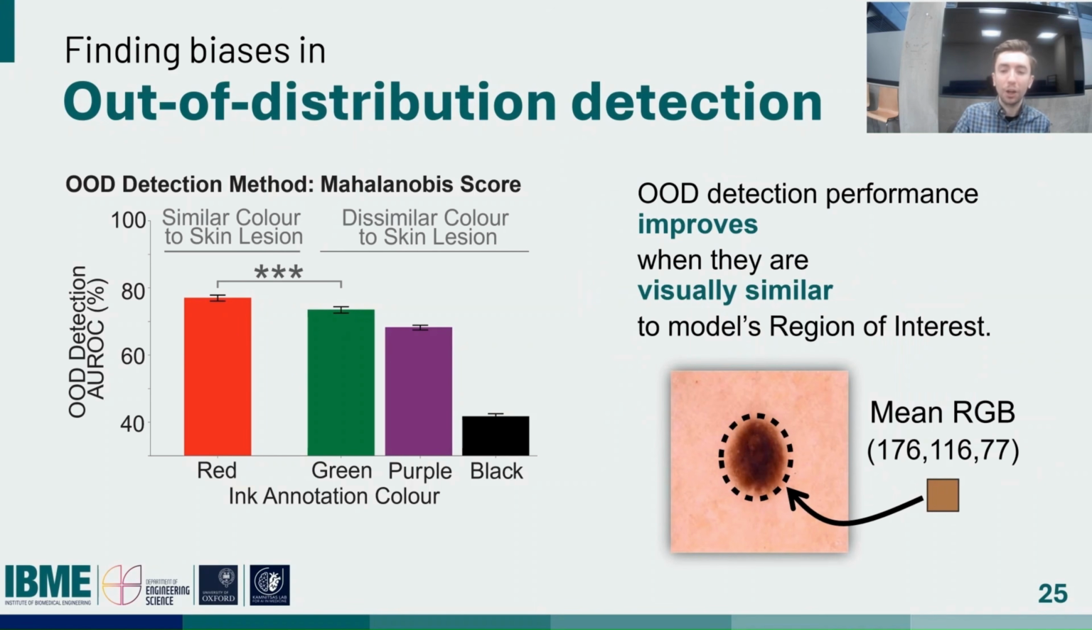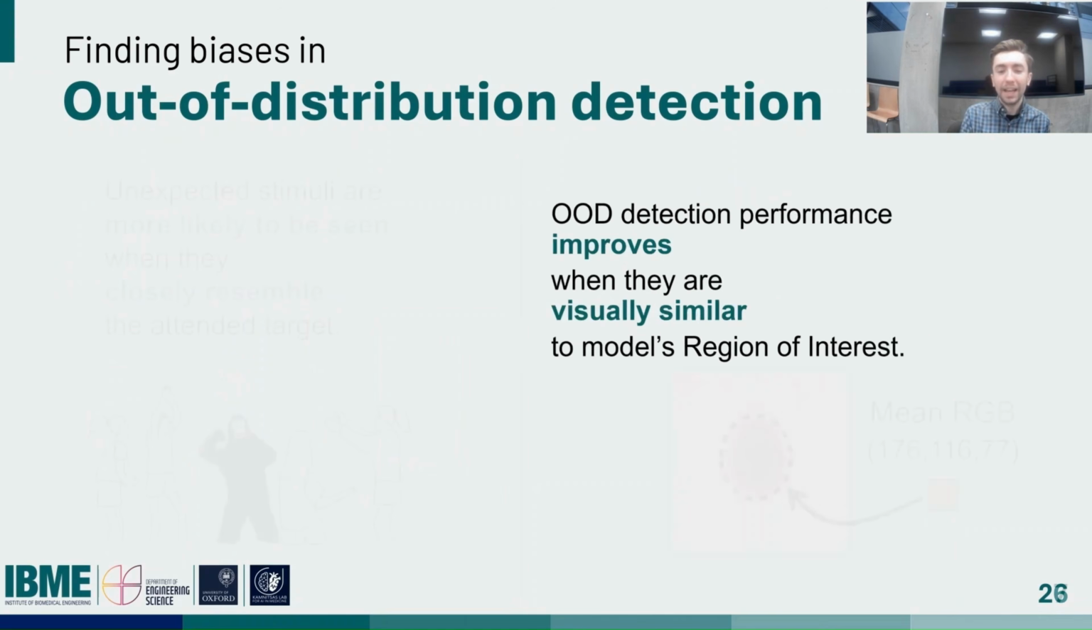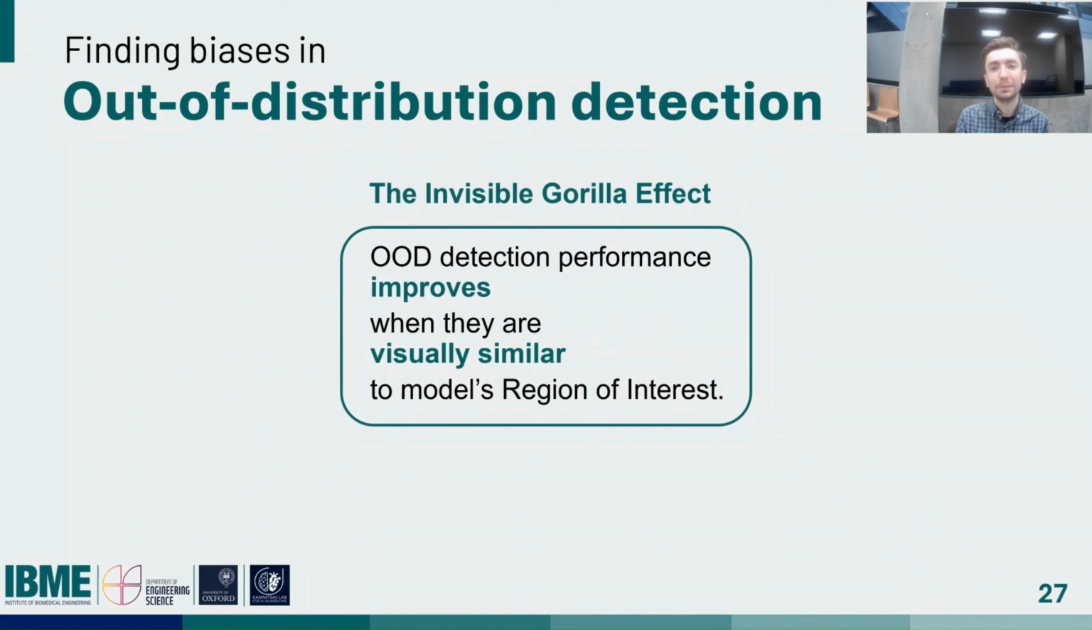So what we found here is that OOD detection performance appears to improve when the artifact is visually similar to the model's region of interest. And this is analogous to the invisible gorilla effect we saw earlier, where unexpected stimuli were more likely to be seen when they closely resembled the intended target. Hence, we called our bias the invisible gorilla effect.